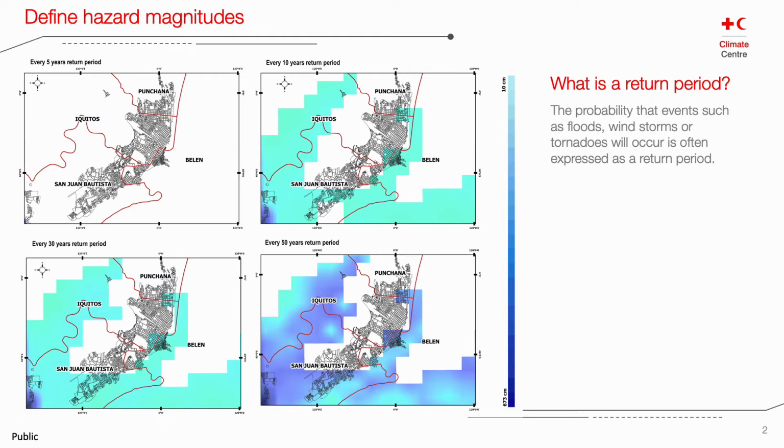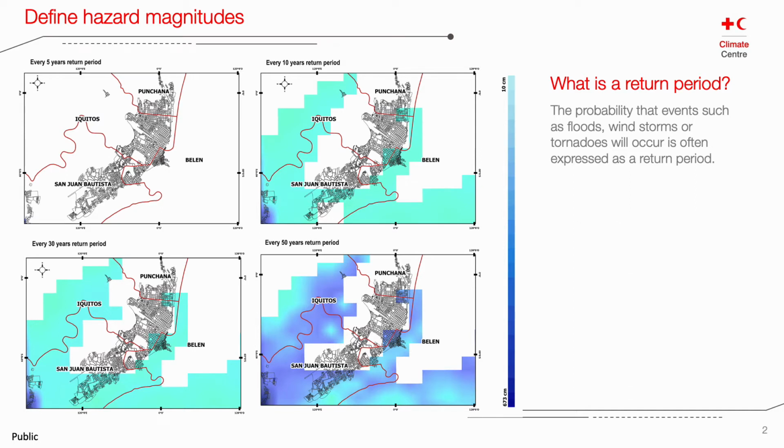What is a return period? It is the inverse of the probability, usually expressed in percent, and gives the estimated time interval between events of similar size or intensity. For example, the return period of a flood might be 100 years. In other words, this probability of occurrence is 1 in 100, or 1% in any given year.